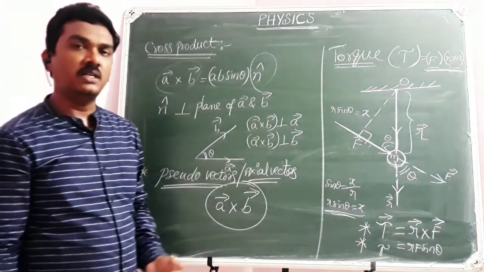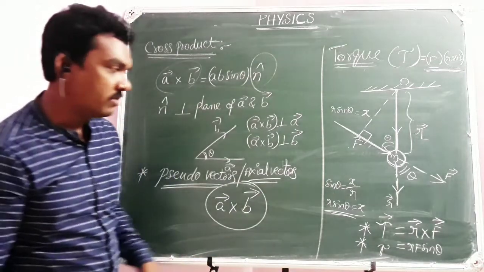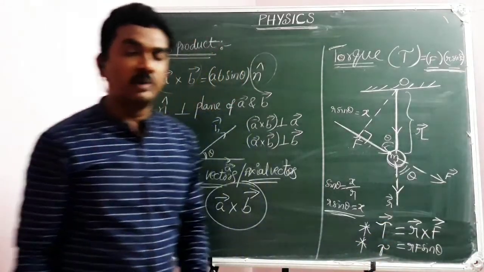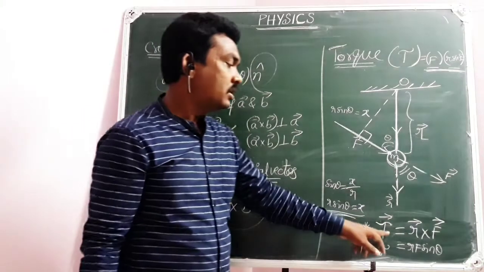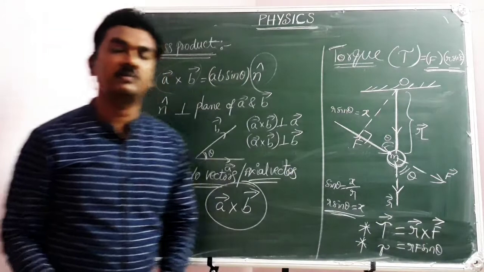By the time of fluid statics, you were not aware of vectors. That's why I have not introduced r bar cross F bar. But now you are aware of torque, you are aware of vectors. So I can introduce tau bar equal to r bar cross F bar.